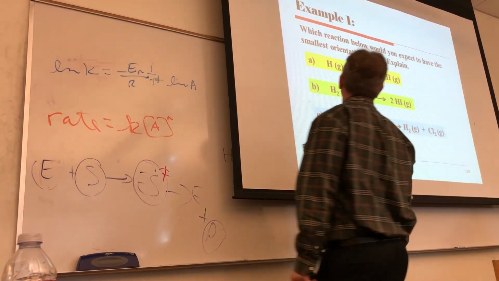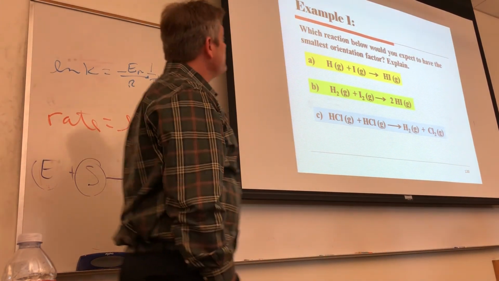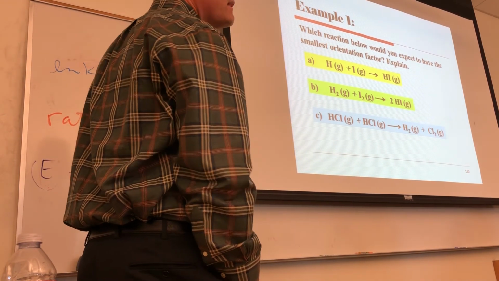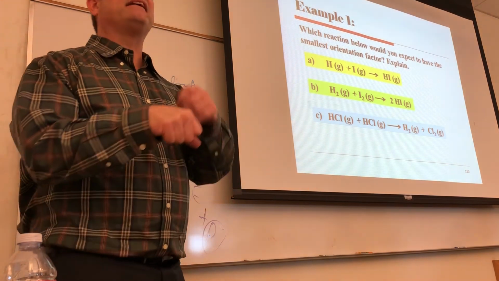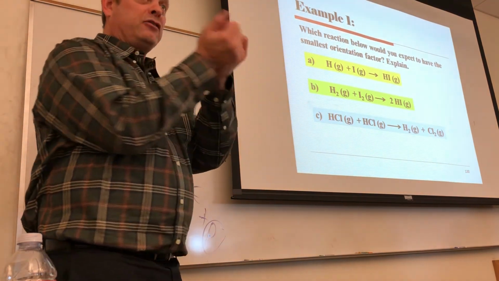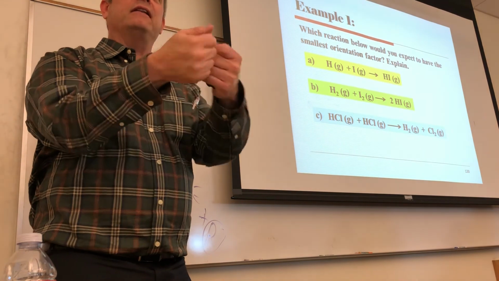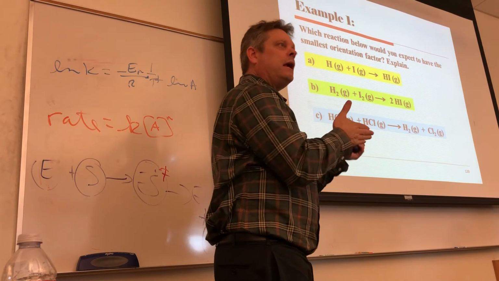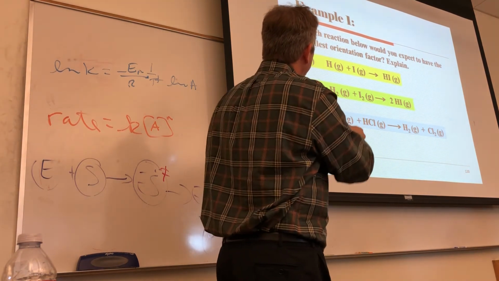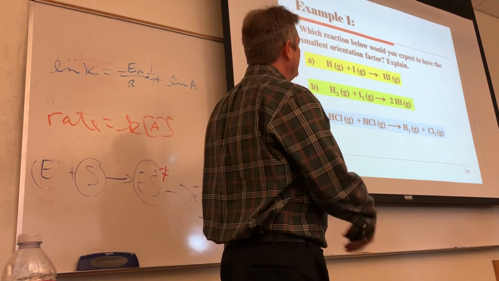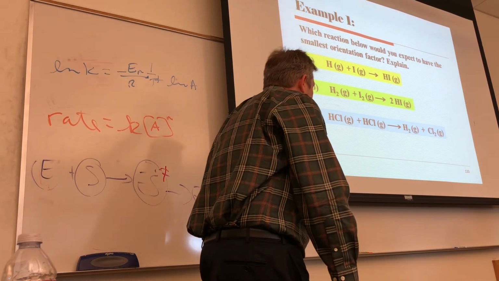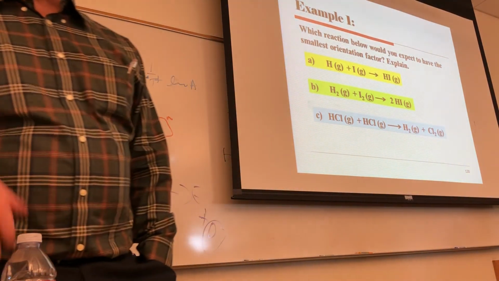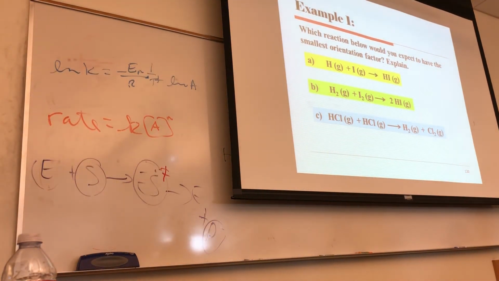So here, which reaction below, it jumps right into an example. Which reaction below would you expect to have the smallest orientation factor? Explain. Smaller means that it's less likely to interact. That's all the orientation factor is, which means I have a lower k and therefore a lower rate of that reaction. So I have H plus I goes to HI, H2 plus I2 goes to 2HI, and HCl plus HCl goes to H2 and Cl2. Which one would have the lowest orientation factor, or the smallest?